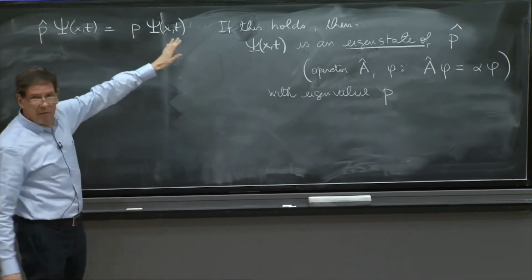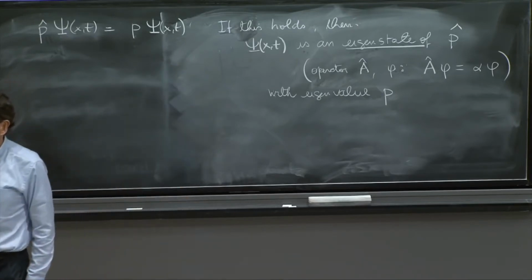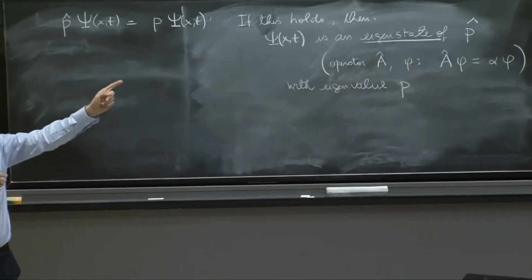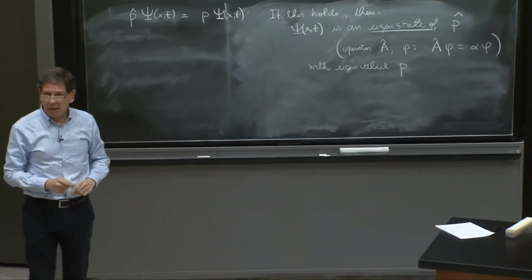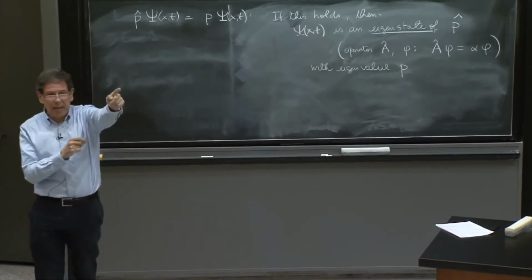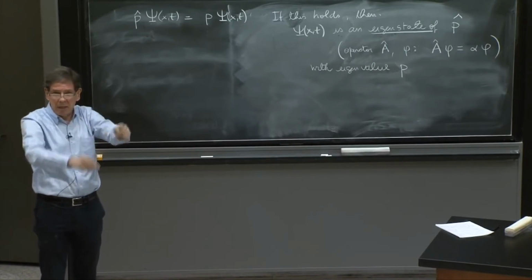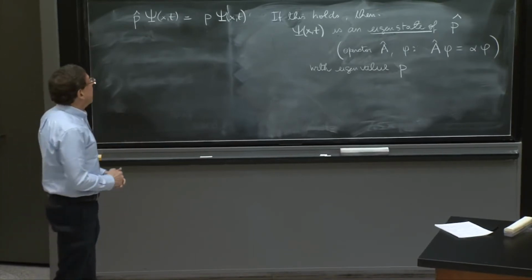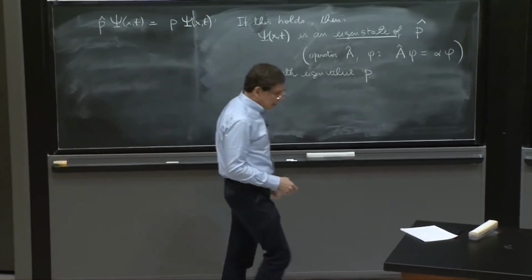Not every wave function will be an eigenstate. Just like when you have a matrix acting on most vectors, a matrix will rotate the vector and move it into something else. But sometimes a matrix acting on a vector will give you the same vector up to a constant, and then you've got an eigenvector. And here we have an eigenstate.